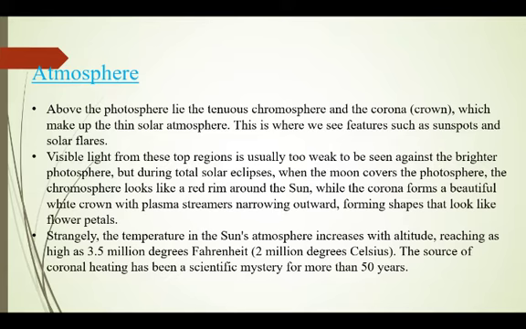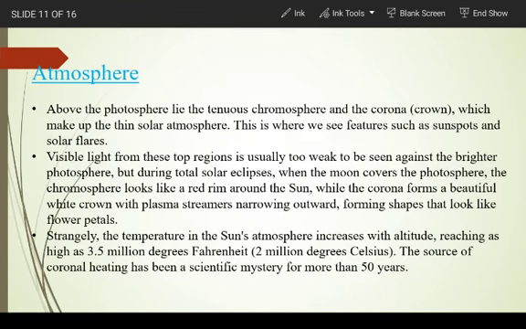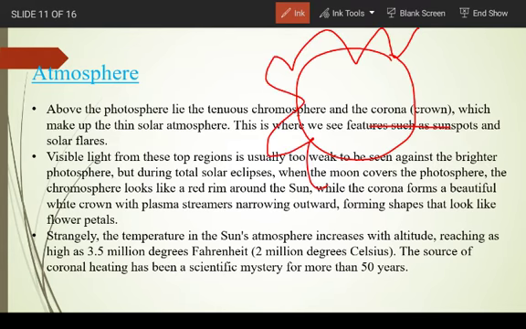What is the atmosphere of the sun constituted of? See, above the photosphere lies the atmosphere of the sun, which consists of the chromosphere and the corona. Yes, it resembles the name of the present coronavirus. The name of the coronavirus is derived from the corona region of the sun. Why? Because the shape of the coronavirus is like the solar flares of the sun.